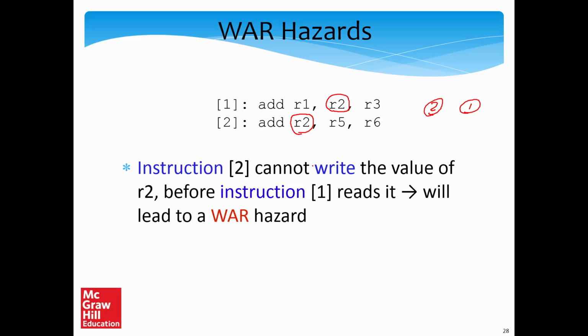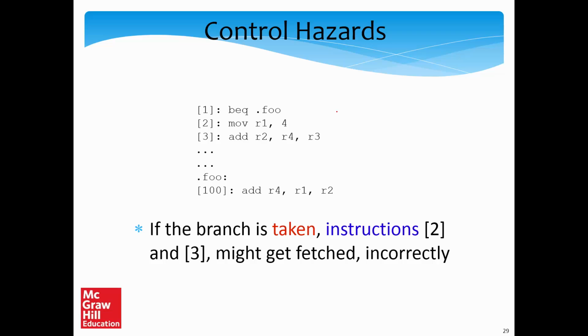In our case, instruction 2 cannot write the value of R2 before instruction 1 reads it. In an out of order pipeline, it is possible. And this condition is a write after read hazard. So we have a read first and then a write. This is called a write after read hazard. Again, it's not a problem for us. But if we allow instruction 2 to overtake instruction 1, then it becomes a problem. Alright, so what have we seen up till now? We have seen data hazards.